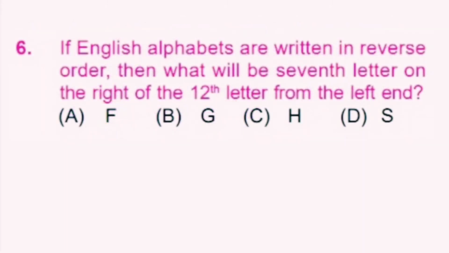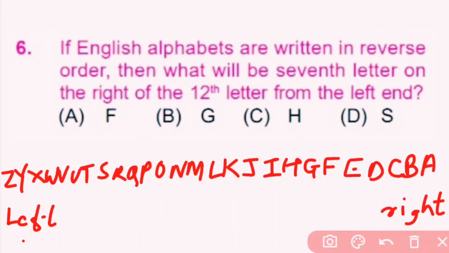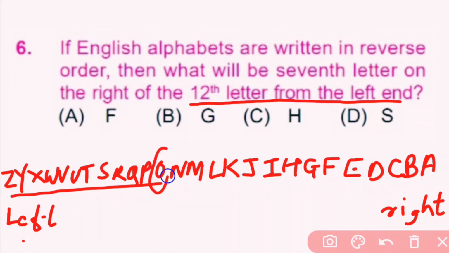Question number 6. If English alphabets are written in reverse order, then what will be the 7th letter on the right of the 12th letter from the left hand? So here we first write the ABCD in reverse order. On this side is left and this side is right. Now we first find out the 12th letter from the left hand. So 12th letter from the left hand is O. And 7th letter on the right of O is H. So here C is correct answer.